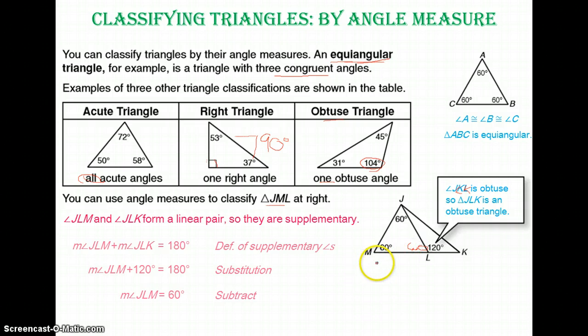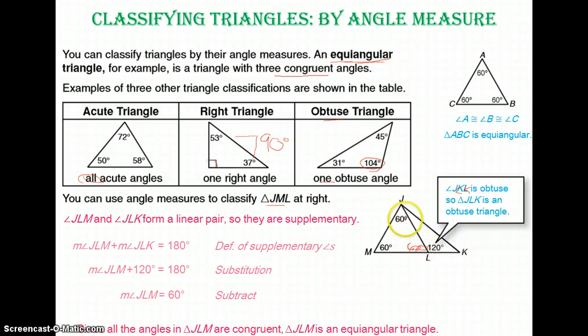And so for our final answer here, to classify that triangle JML, we know that since all angles of triangle JML are congruent, then that triangle is equiangular. So again, we've got 60, 60, and 60 degrees here. So triangle JLM is equiangular.